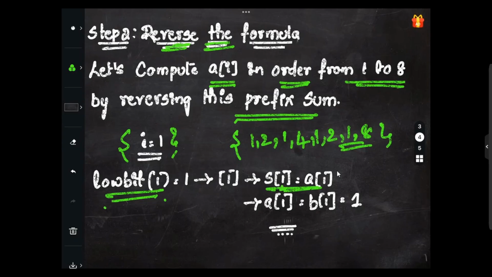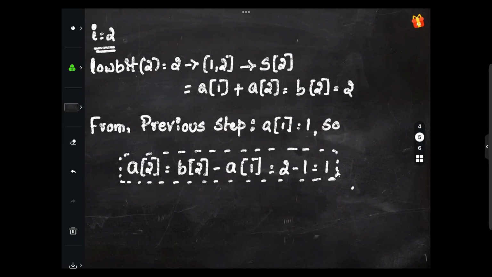So s of 1 will be a of 1, so a of 1 equals b of 1, nothing but the value 1. I don't have to explain this one, I'll just show the calculation part to you. For I equals 2, we'll be getting the value 1, that is, 2 minus 1, totally we'll get the value 1.